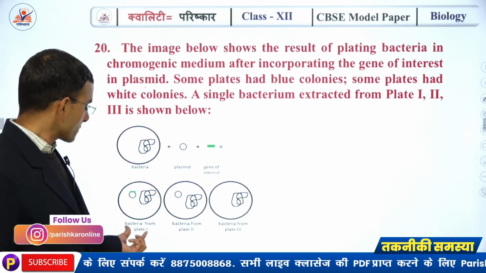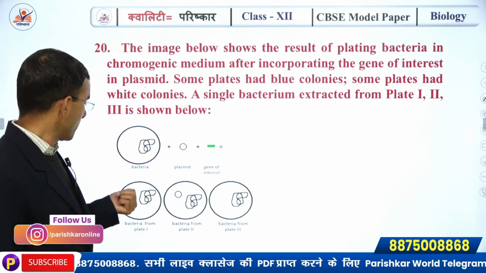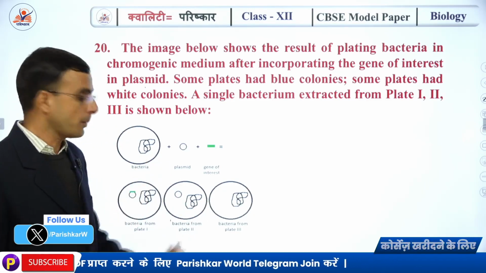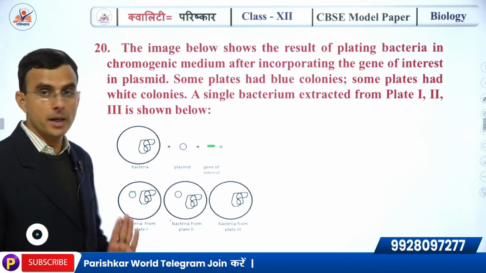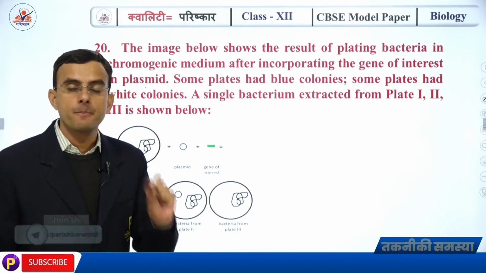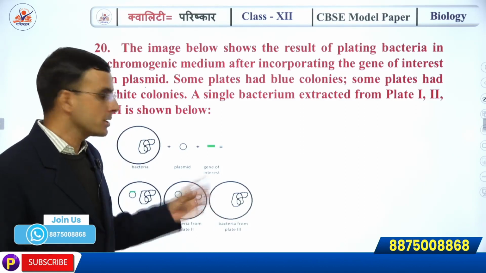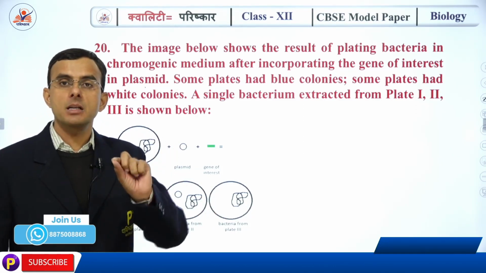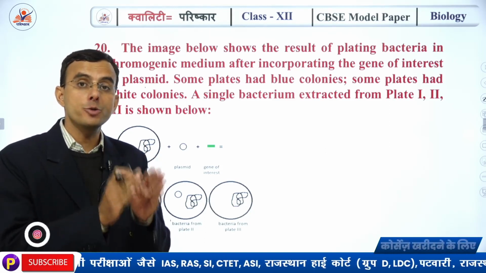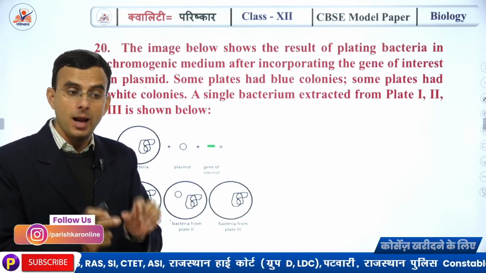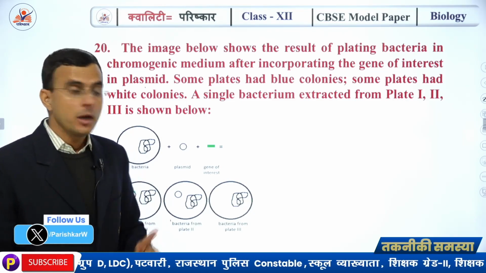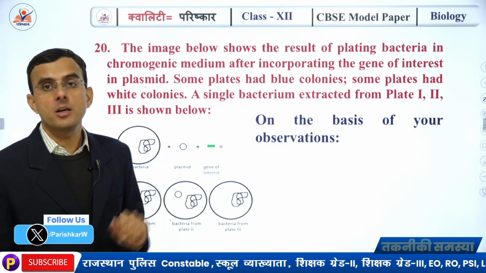So in the first one, there is an insertion of the gene. Look at the green gene. In the second one, there is no insertion of the gene in the plasmid, and in the third plate, there is no plasmid. Okay, so what is the conclusion? There is a bacterial cell. In that bacterial cell, a plasmid is present, we are using that plasmid as a vector, and in that vector, we are inserting that particular gene. If we insert it, then what is the effect of this?